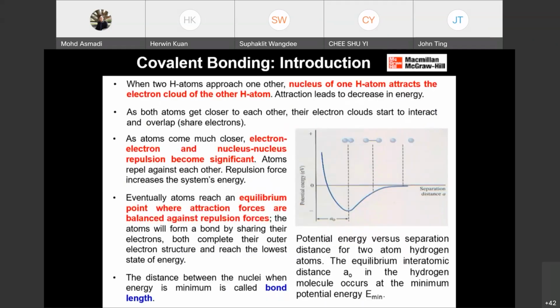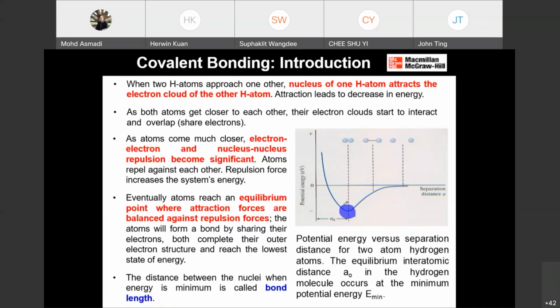If you look at here, this is an example explaining how to calculate the bond length for hydrogen bonding. The nucleus of one hydrogen atom attracts the electron cloud of the other hydrogen atom. After that, nucleus repulsion becomes significant. Meaning that when they attract and then share the electrons, the repulsion energy and attraction energy become balanced. Meaning equilibrium, not neutral. Equilibrium.